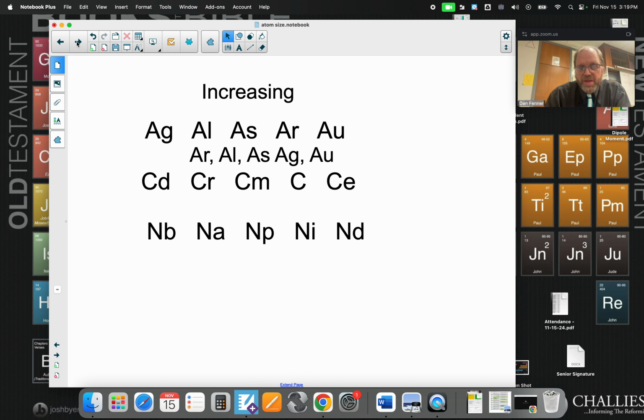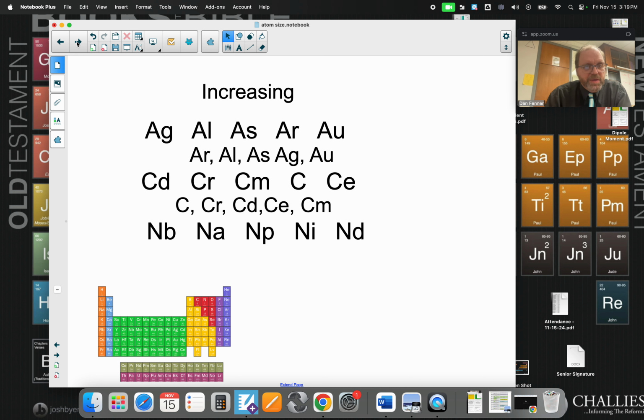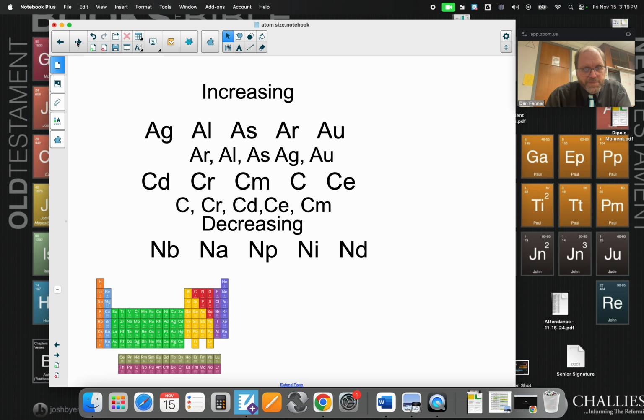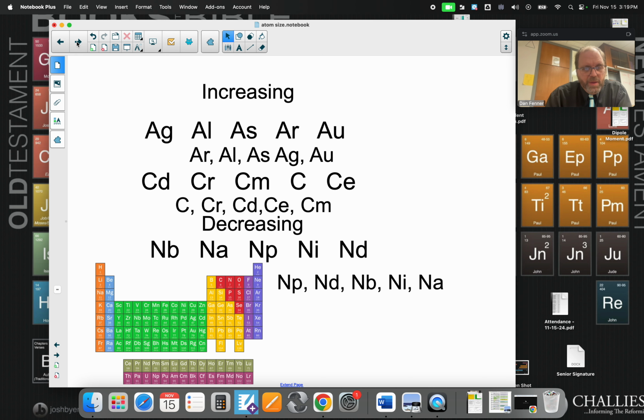All right, so there is the increasing: argon, aluminum, arsenic, silver, gold, and carbon, chromium, cadmium, selenium, curium. Decreasing, we would have neptunium, Nd, Nb, Ni, nickel, and sodium.